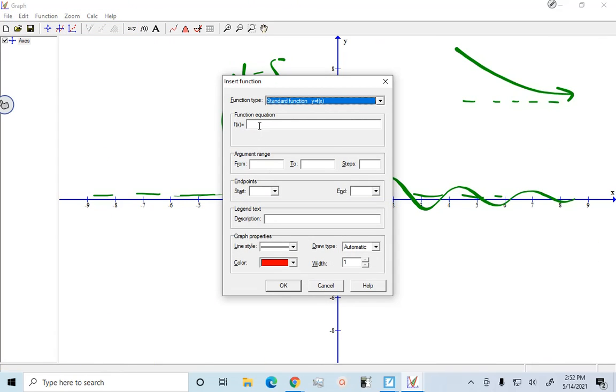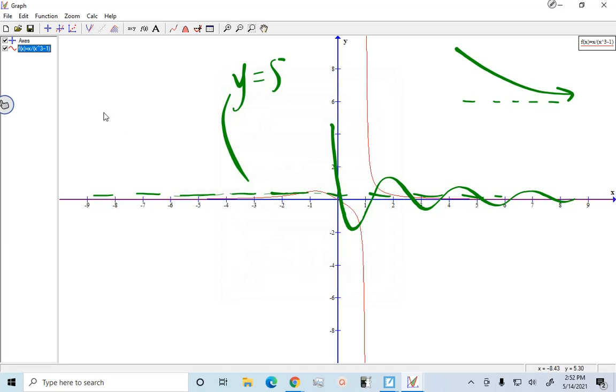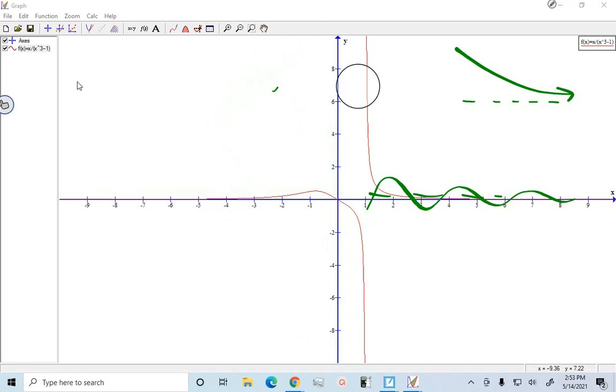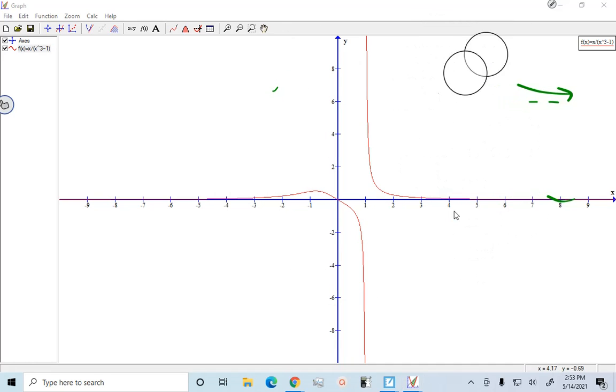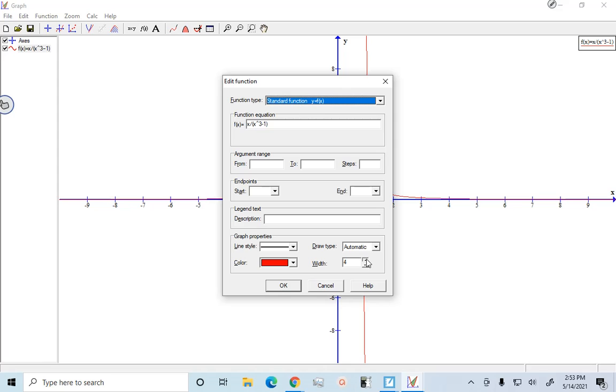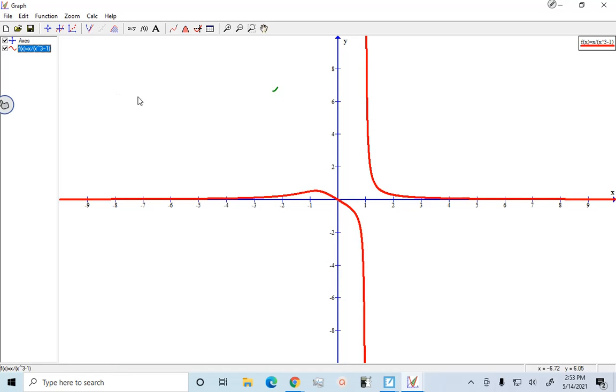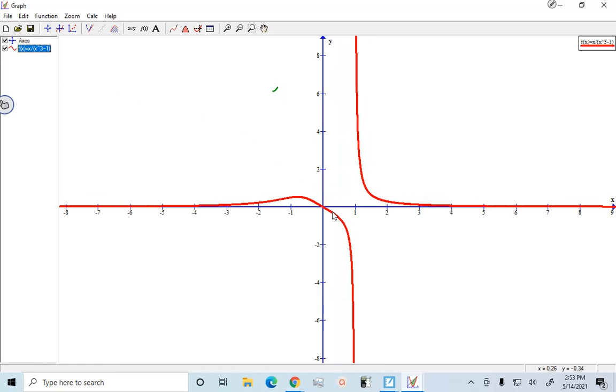Help me out here. Was it y equals x over x cubed minus 1? Good. Let me get rid of this stuff. Make it a little bit more visible. And we'll zoom in a bit.